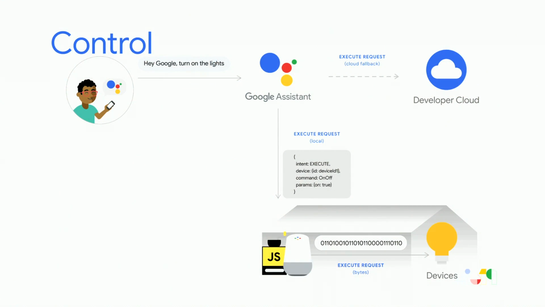Great, so now we have a local path, and the user says, hey Google, turn on the lights. The request from Google Assistant is dynamically routed to a Google Home device that has claimed that local route. The JavaScript app running on the Google Home can now handle this request and can communicate with the device using application layer protocols like HTTPS or TCP and UDP sockets.